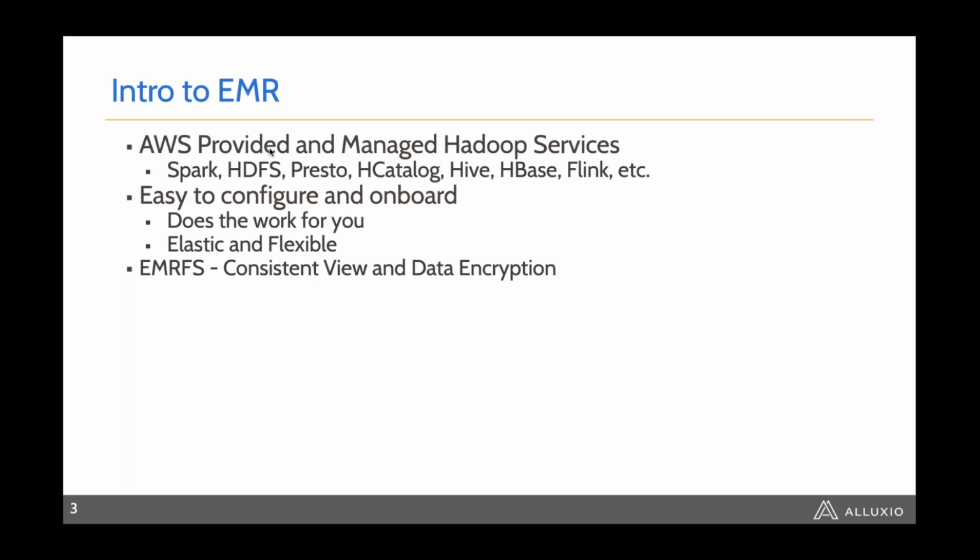EMR also comes with something called EMR-FS, which is designed to give you a consistent view into S3. EMR-FS provides what I think of as a shim layer, if you will, to give you HDFS-like access to S3. It allows you to have consistency in terms of read and write operations, as well as easier onboarding to encryption. So that's a high level for EMR.